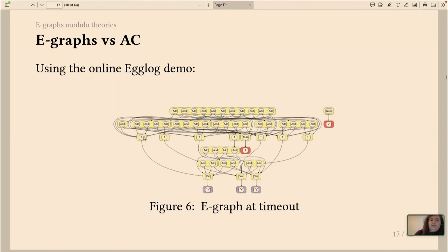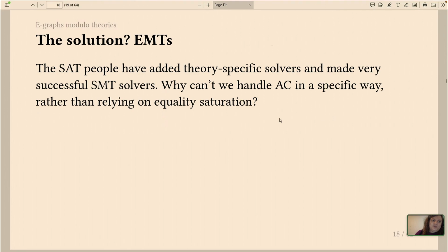And here's the online egglog demo. I quite like this graph because, although it's very hard to see at this scale, it has generated the constant 2, but it hasn't really found where to put it. It spends most of its time just reassociating and commuting the plus nodes.